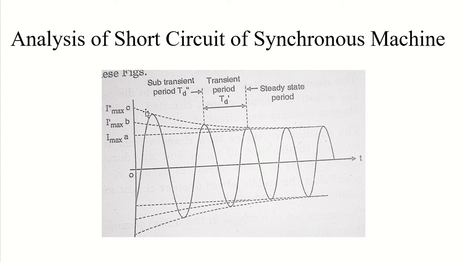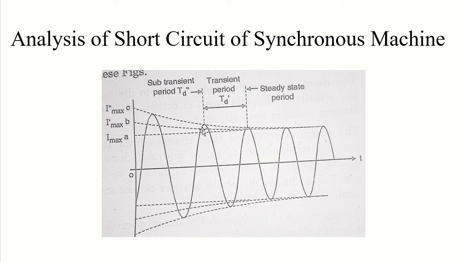In the subtransient period, only the first few cycles are considered, as you can see here. In this initial time, when the current is too high, the current decay will also be very rapid. As you can see, it is very rapid and not close to steady state.